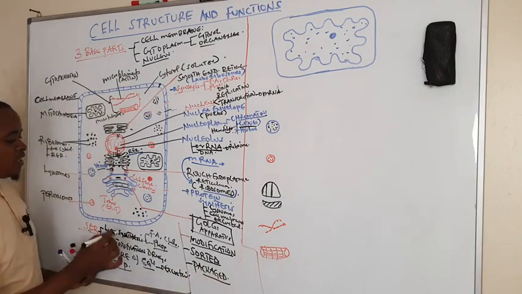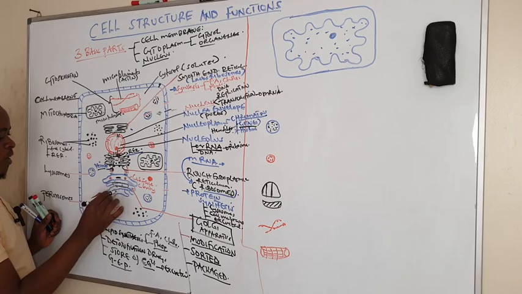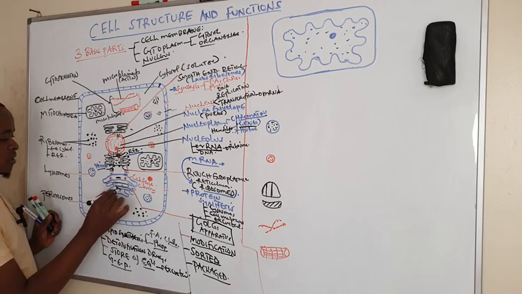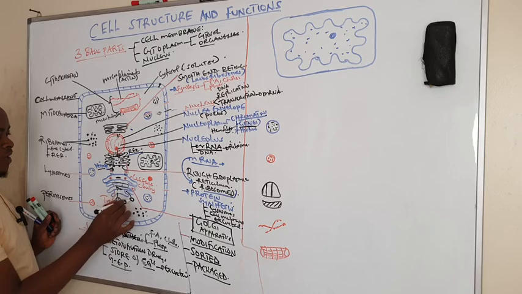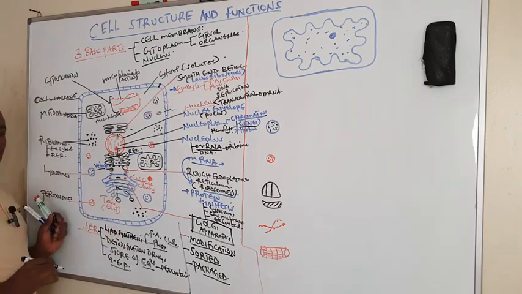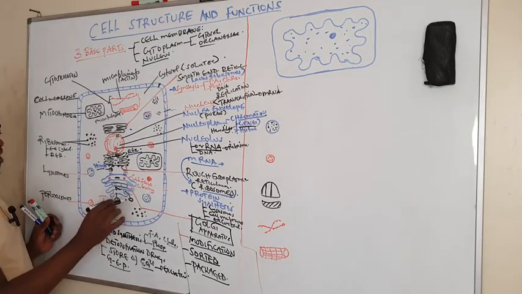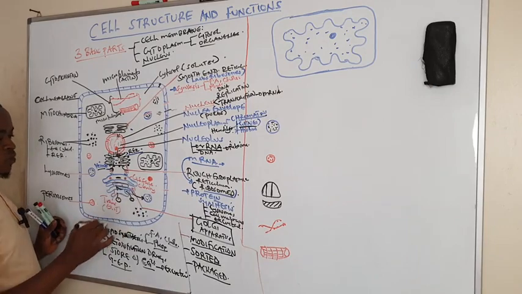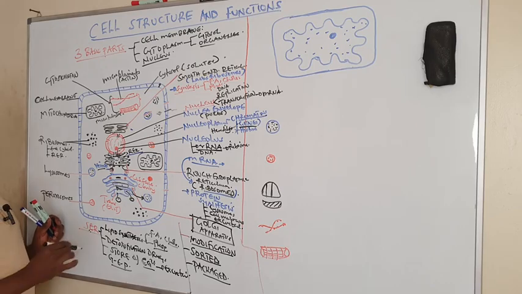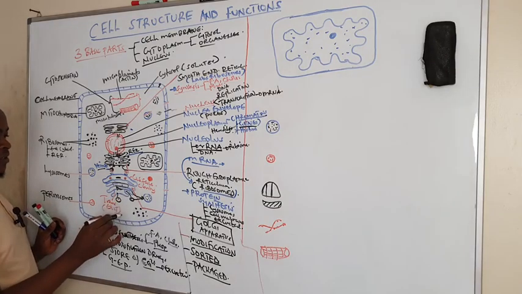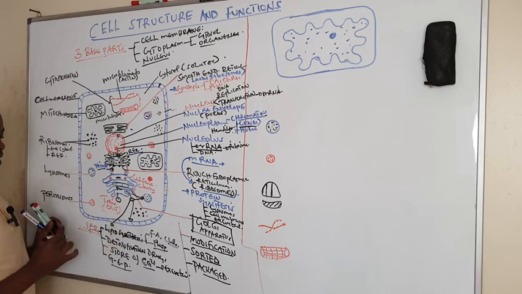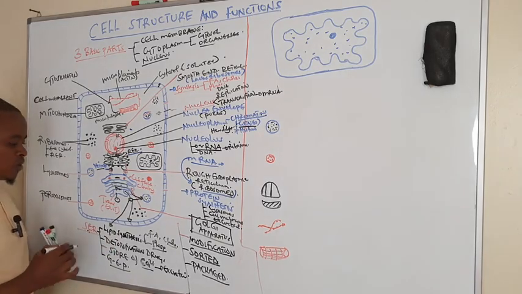After being packaged, they bud off as vesicles from the Golgi apparatus. These vesicles are taken either to the lysosomes to be digested, or some are taken to form part of the cell membrane, and some are excreted outside the cell by exocytosis.